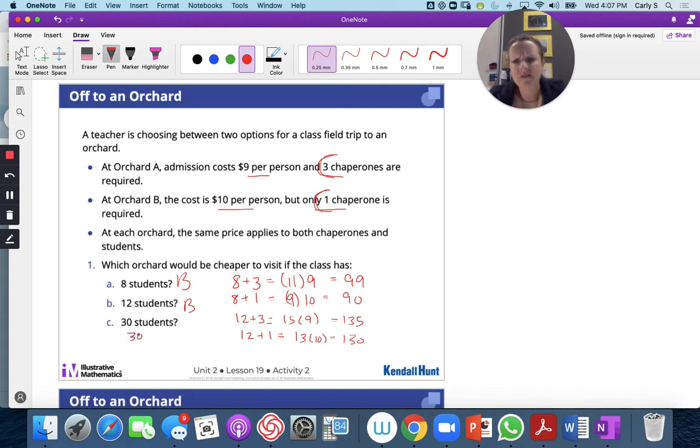I've got 30 students plus 3 chaperones times $9, $297. Or 30 students plus 1 chaperone, 31 times 10 is... did I do something wrong? I think I'm supposed to get Orchard A for that last one. 30 students plus 3 chaperones, 33 times 9. Okay, 30 students plus 1 chaperone. I still have B.